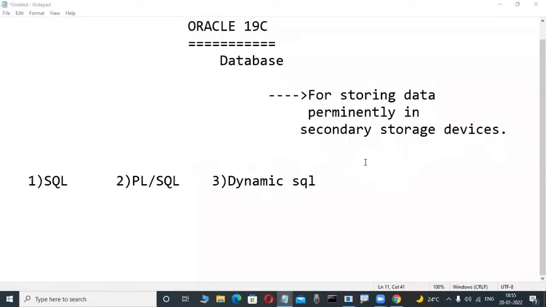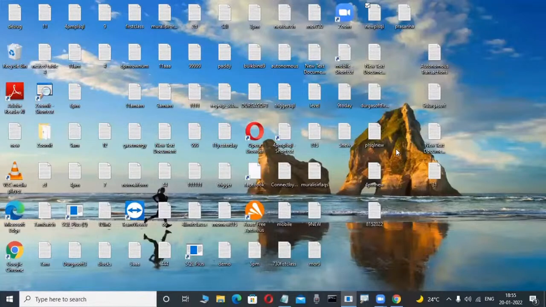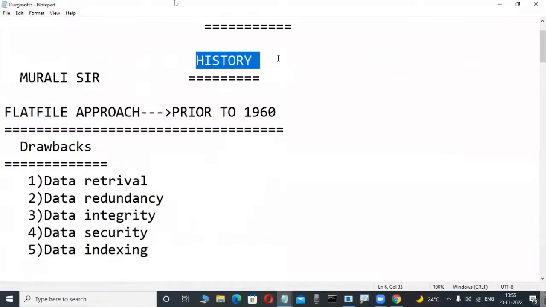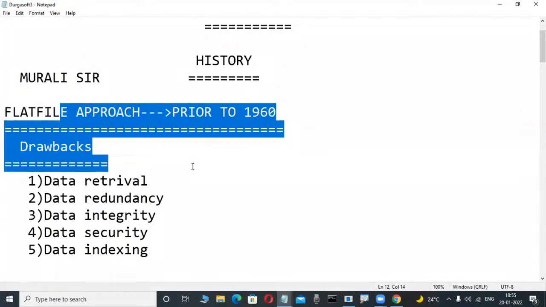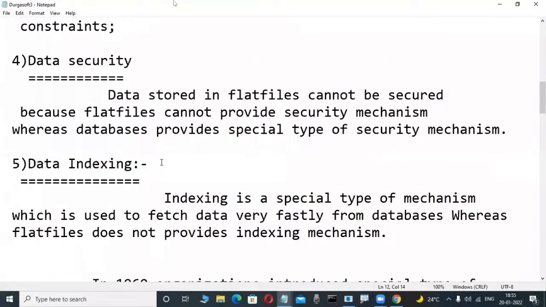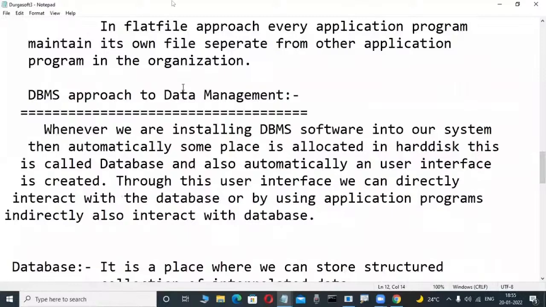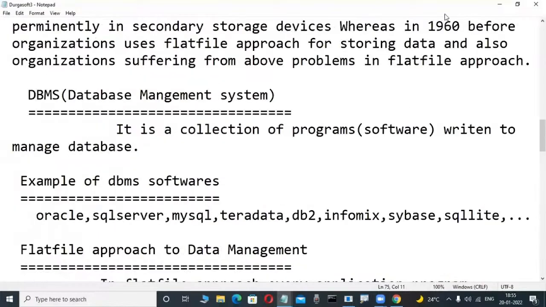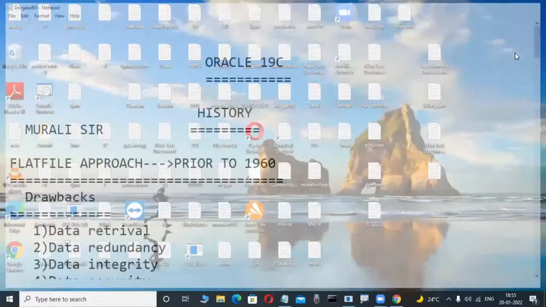In this course, we are covering SQL, PLSQL, and dynamic SQL along with this. One of these days, history also we are telling. Not Murali Sir's history, but the history of databases. In olden days, the flat file approach is there. What are the drawbacks, we are learning in the middle of the course. Then what is a database? Now DBMS, RDBMS, what are the differences? These are all the things we are learning one of these days.